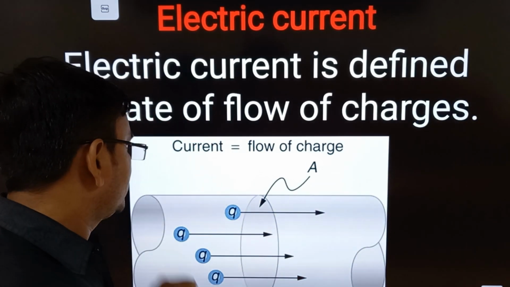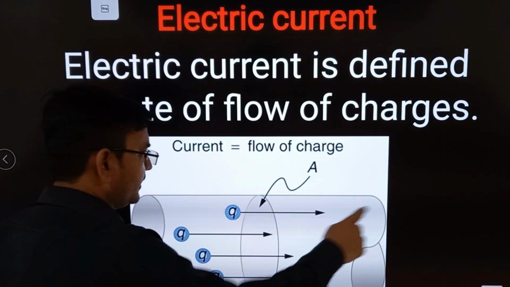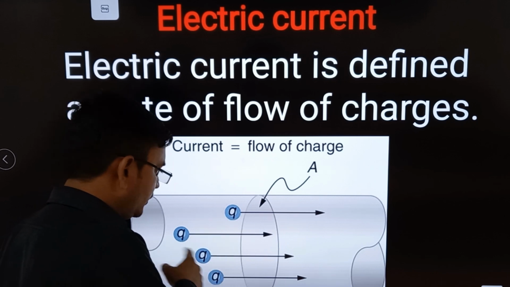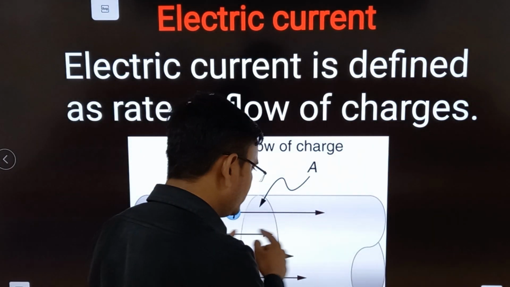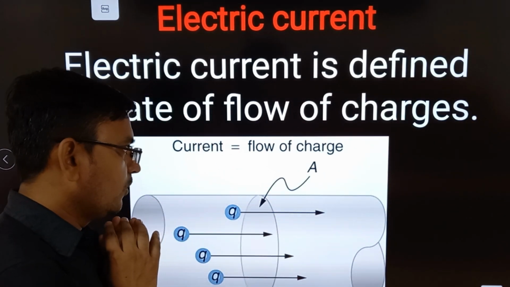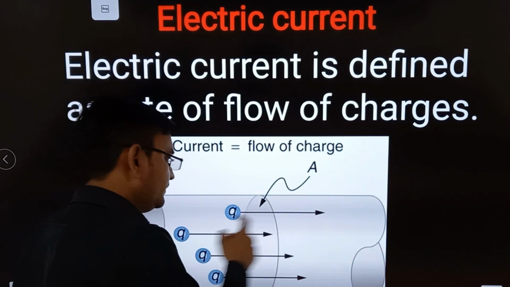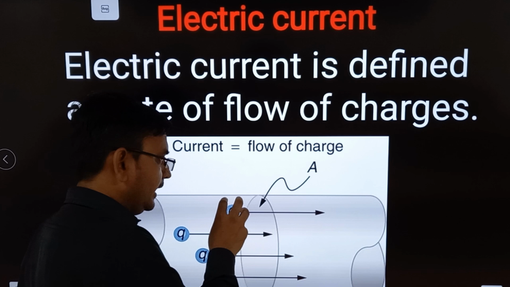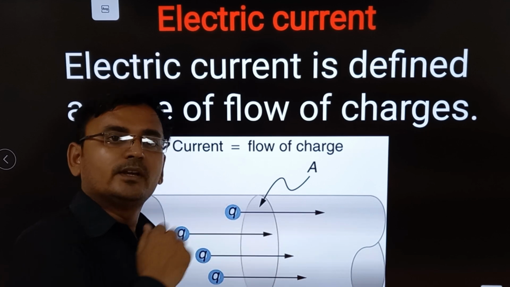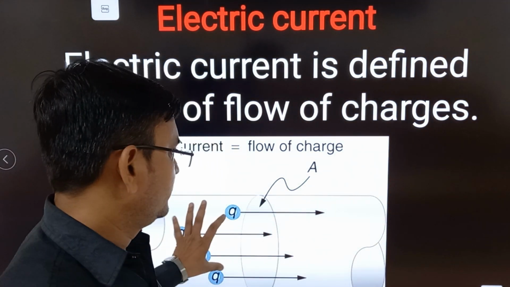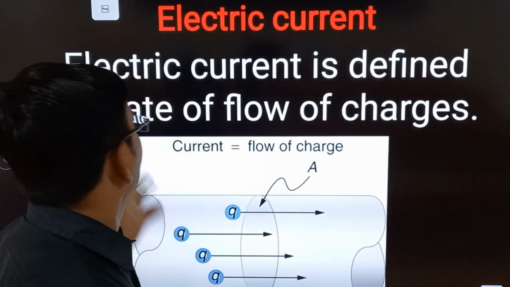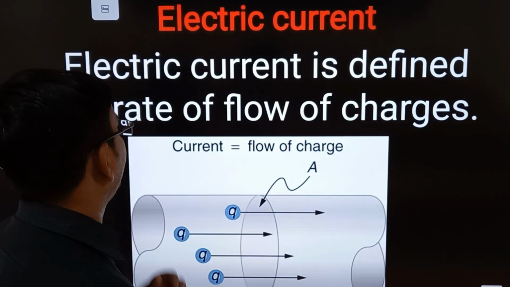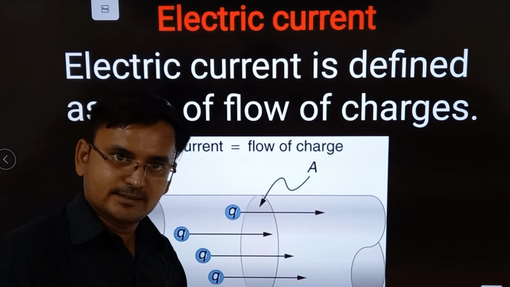In this figure we can say this one is the conductor and these Q's are the charges, and they are flowing towards this arrow direction. Whenever electric charge flows in the conductor, we can say that there is an electric current. Electric current is defined as the rate of flow of charges.